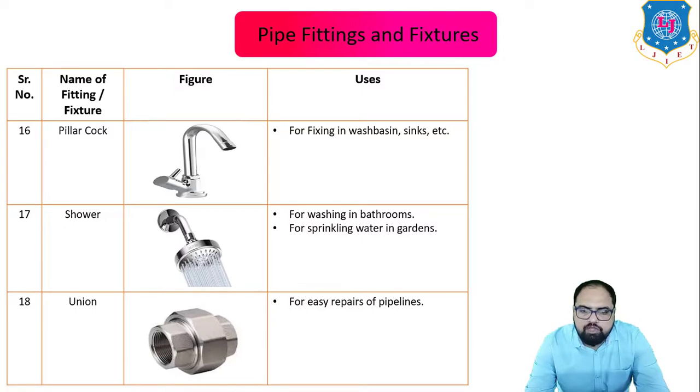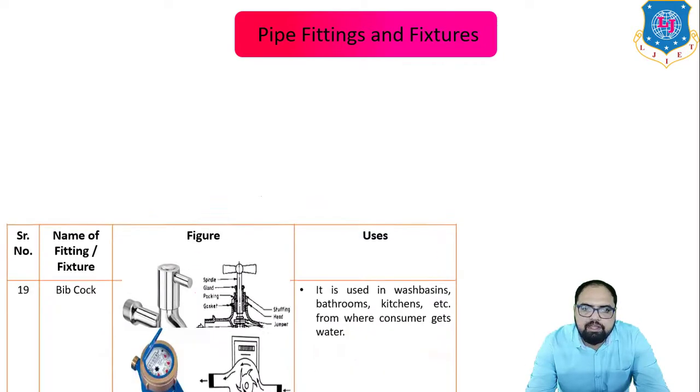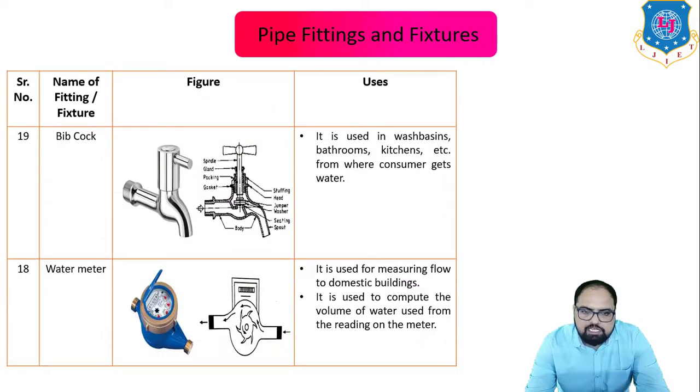The next is the union. Union is used for easy repair in the pipelines. The next is the bibcock. So bibcock is used in wash basins, bathrooms, kitchen, etc. from where consumer gets water. The next one is the water meter. So water meter is used for measuring the flow to domestic buildings. It is used to compute the volume of water used from the reading on the meter.